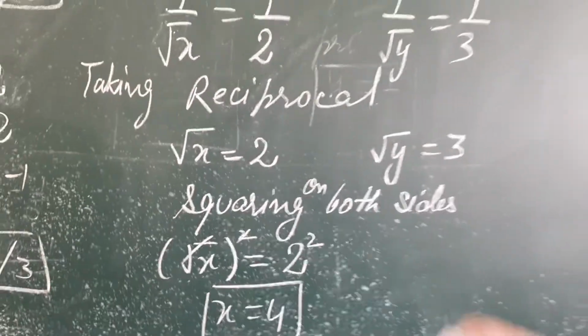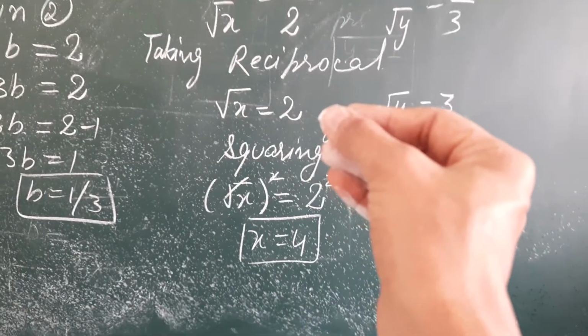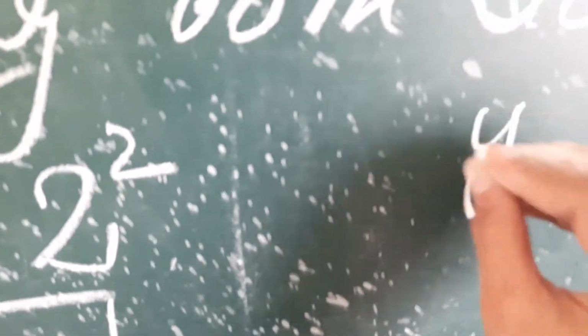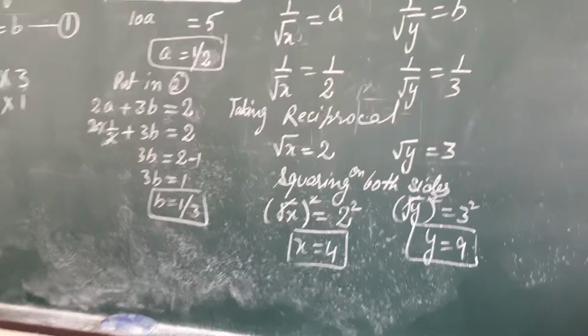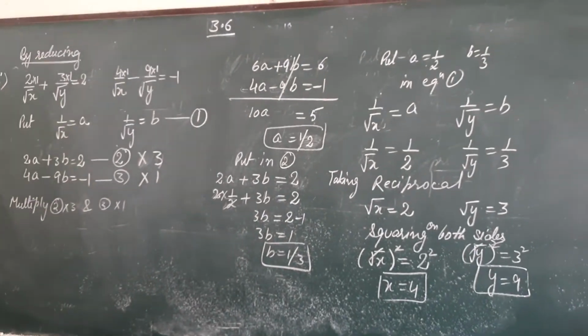Or we can solve it directly by taking the square root to other side. When it goes to other side, it will become square. So 2 square is 4. Similarly, the other one, root y is equal to 3, square is 3 square. So y is equal to 9. So in this way, the slight variation is here, and you will get the value of this x and y.